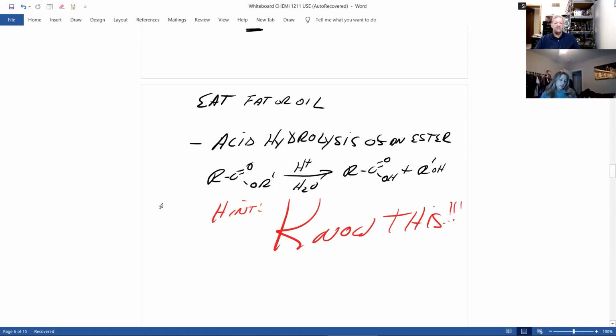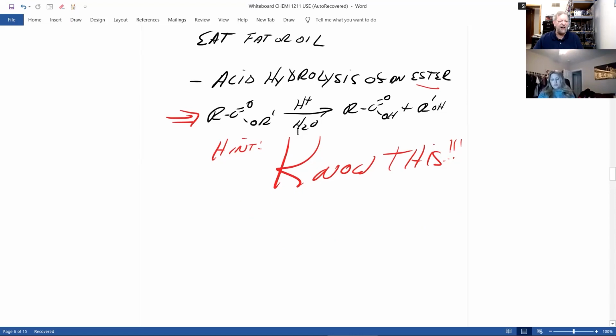Anyways, what's the key functional group in a fat or oil? And that is an ester. And therefore, what happens? You have acid and water in your stomach, you have acid hydrolysis of an ester. And that reaction is right here: ester, acid, and water. You get back the carboxylic acid plus the alcohol you would have used to make that ester.